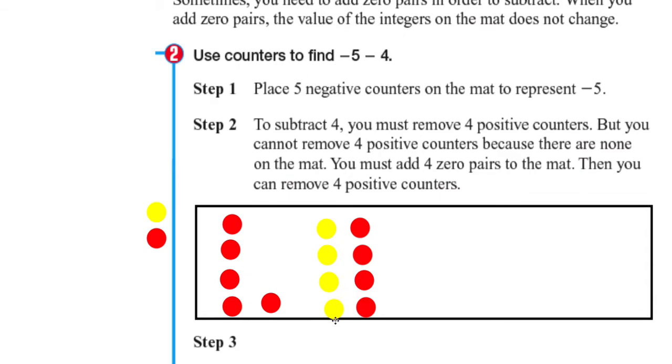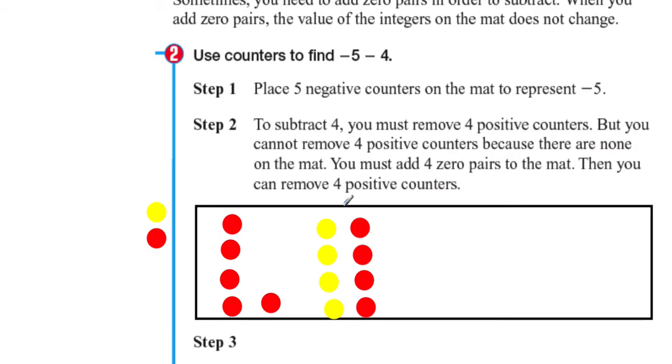And this is the only way we can put 4 positive counters on the mat, by adding a zero pair. Remember, when you add a zero pair, it does not change the value. Okay, so these are your 4 zero pairs. Now you can remove 4 positive counters. So what you do is you remove 4 positive counters from the mat.